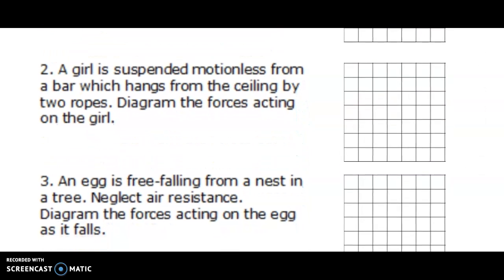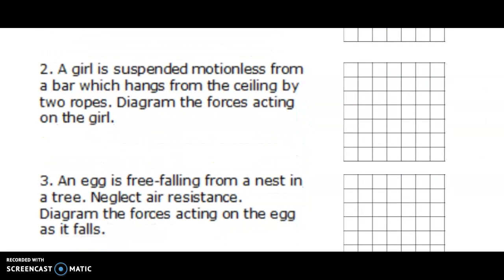Number 2, we have a girl suspended motionless from a bar which hangs from the ceiling. Diagram the forces acting on the girl. So this is a little different than if it were the bar. And so let's do both of those. So let's say this is the girl right here. And I don't know what she weighs. Let's say she weighs 2 boxes worth of force of gravity, like that.